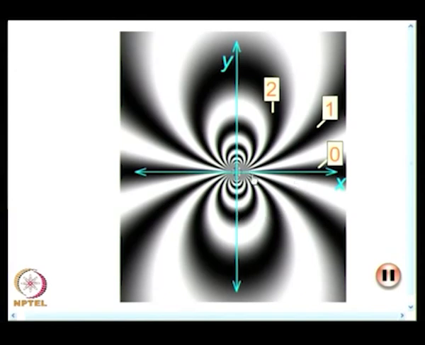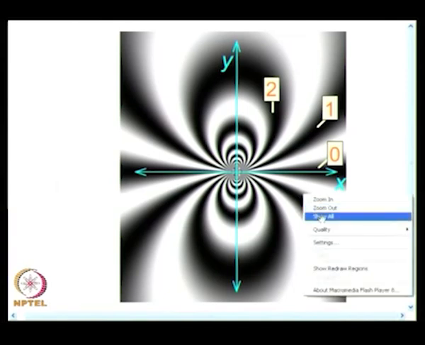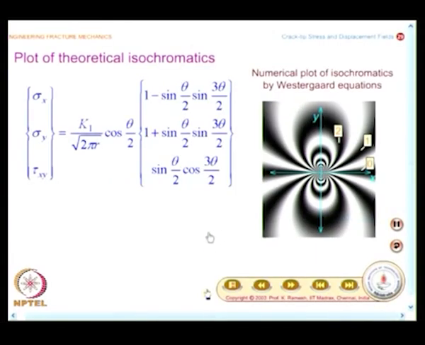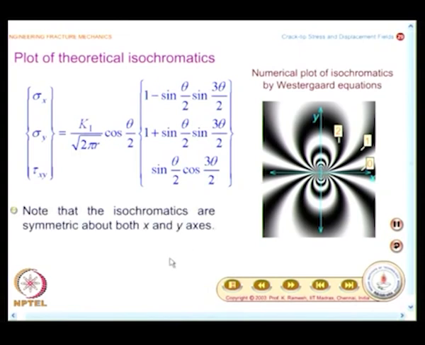And another important observation is that along the crack axis you find the maximum shear stress is also 0. I would appreciate it if you make a sketch of this, you need to have this information available in your notes, and whatever I have said is summarized here. The isochromatics are symmetric about both x and y axis. The fringe order along the crack axis is 0.